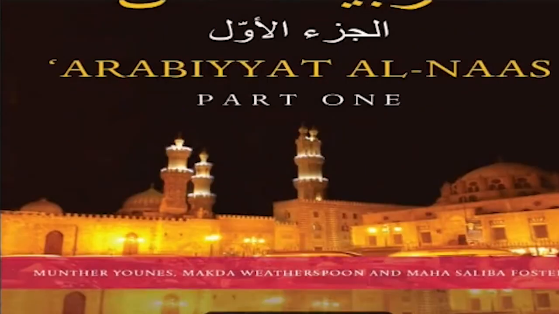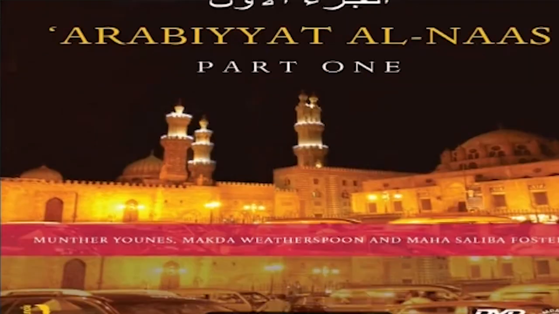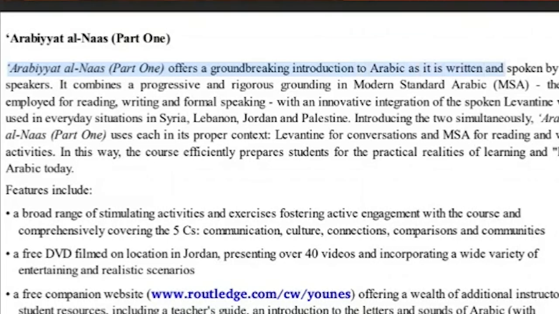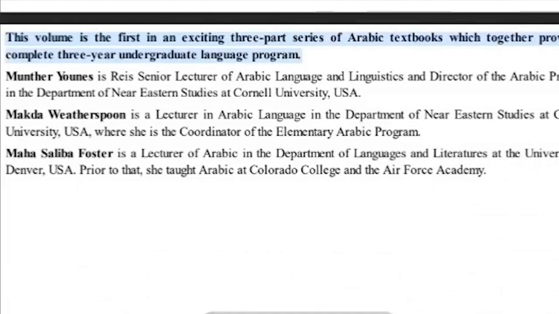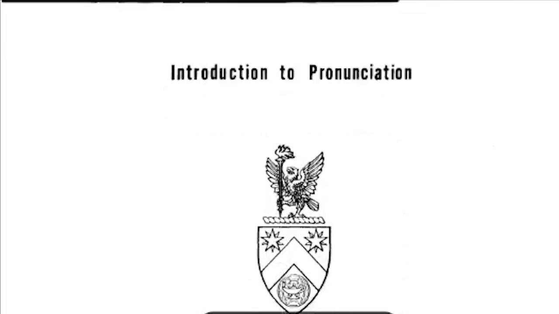They also have Arabiyat an-Nas, parts 1, 2, and 3, so these involve beginner to advanced course textbooks in Arabic, and they actually blend Levantine Arabic and MSA in these textbooks, so definitely not for the absolute beginner. You can also download from the site the FSI Levantine Arabic course made by the federal government in the United States for Levantine Arabic learners.